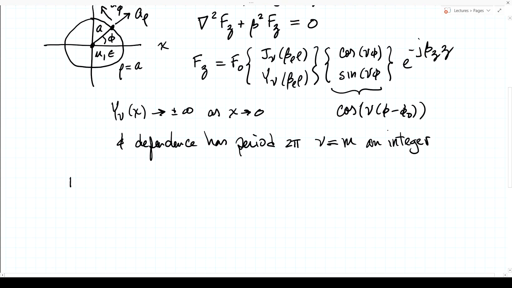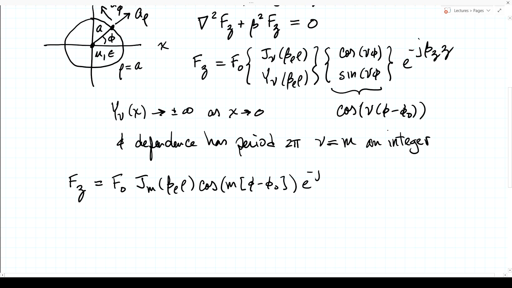With those constraints, we're going to be looking for solutions of the form F_z is equal to F0 J sub m of beta rho rho, cosine of m phi minus phi zero, e to the minus j beta z z. And recall from a previous lecture that this is a solution of the Helmholtz equation provided beta rho squared plus beta z squared is equal to beta squared, which is equal to omega squared mu epsilon. So that's a relation between beta z and beta rho. m can be any integer.